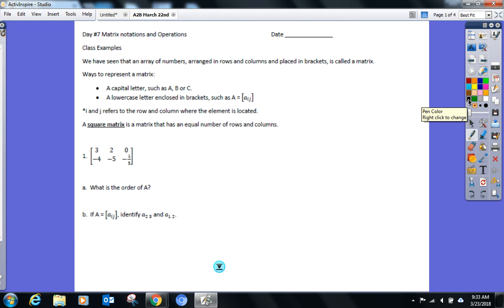Square matrix, equal number of rows, equal number of columns. So we called them three baggers, 3 by 3. That's called the square matrix because it's got the same amount of rows as the same amount of columns.